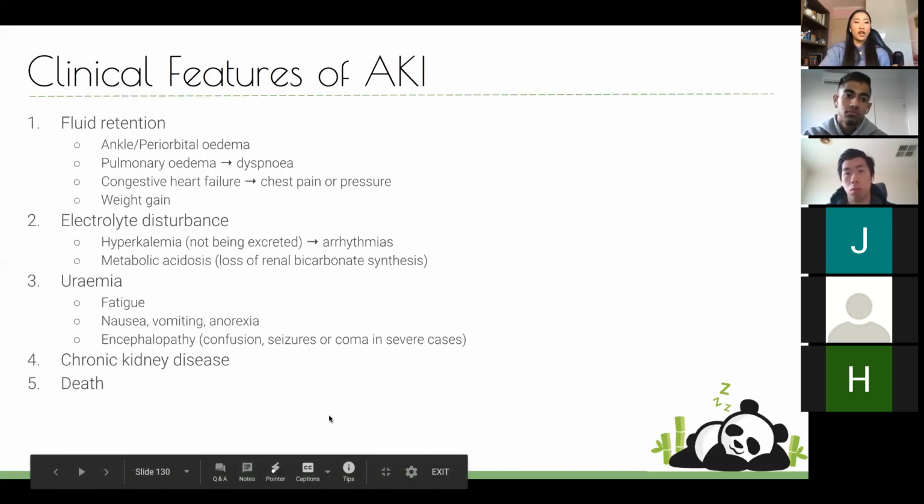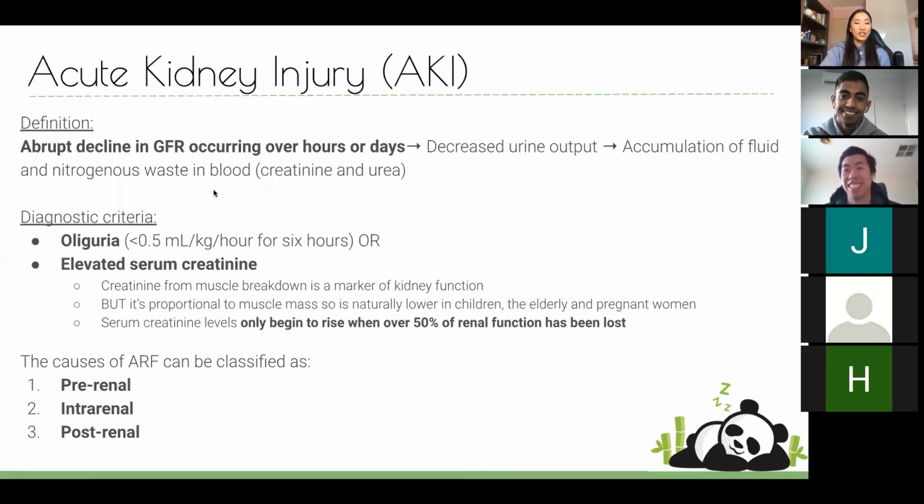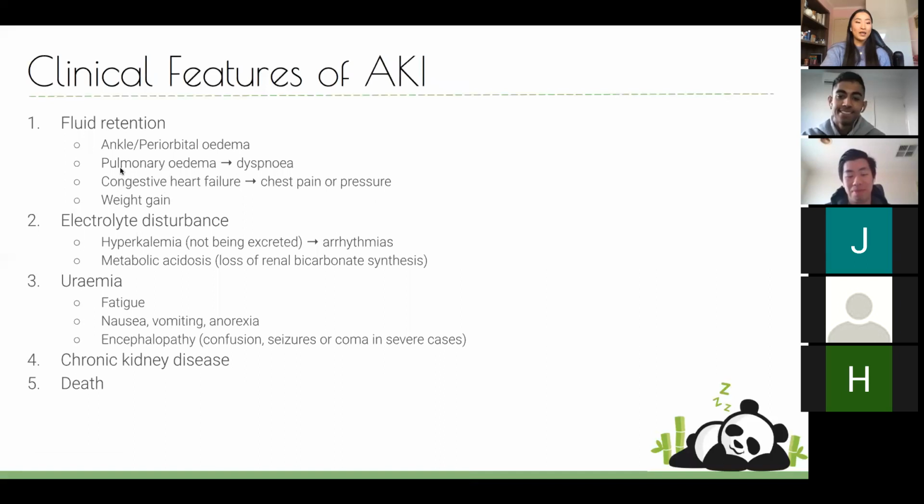Oh, actually, no, we'll start with clinical features. So this is what you see. I mentioned it here in terms of what happens pathologically, but you get your fluid retention, and that's going to cause all sorts of problems: ankle and periorbital edema, pulmonary edema, which will give you your dyspnea. And if you've got fluid overload, it can cause heart failure, and so that might present as chest pain or pressure. Sometimes they just come in with weight gain, but that's probably unlikely to be a presenting sign.